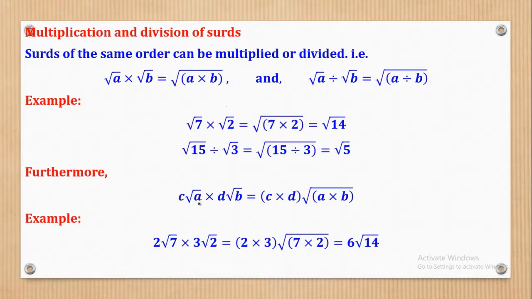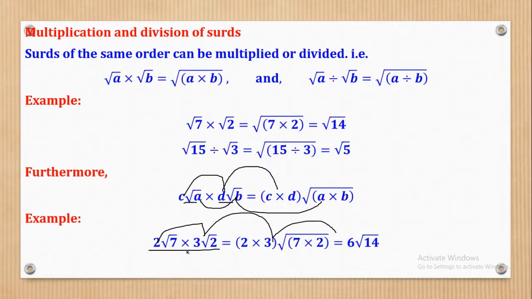Furthermore, for this times this, it implies that the numbers outside can be multiplied together to come up with this, and also the ones inside can be multiplied together to give you that. For example, if I have this, it implies that this times this gives you 6, and also this times this gives you root 14.